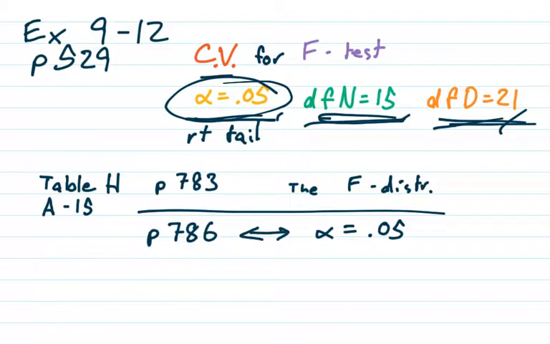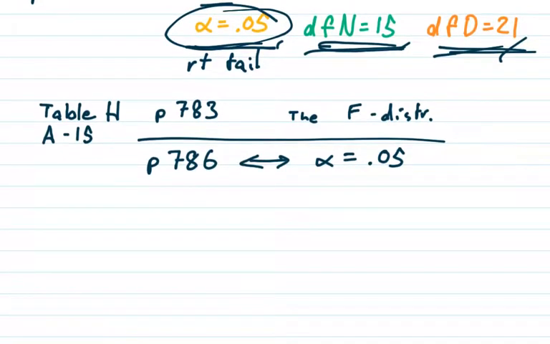All right, but let's just go through the mechanics of this. On page 786, alpha equals 0.05. We're going to go all the way on the left-hand side. That's talking about DFD. For DFD, we have 21, so we're going to go down to row 21. And then across the top, we have DFN. So we're going to locate the column that corresponds to 15 degrees of freedom for the numerator. And we're going to just go ahead and link those two together.